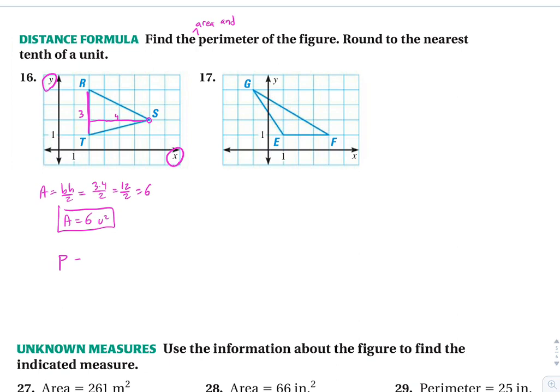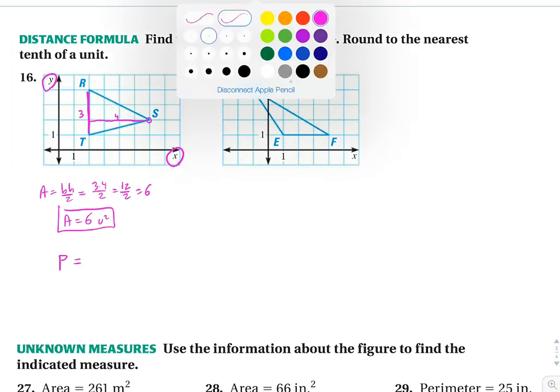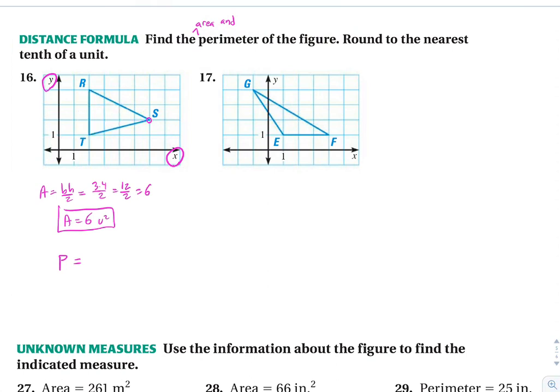And then to find the perimeter, I'm going to have to either use the distance formula, or I know that's really just the Pythagorean theorem. So instead, I'm going to use the Pythagorean theorem. So this is 2 and 4. And so using the Pythagorean theorem, I get 2 squared plus 4 squared is c squared. 4 plus 16, or 20. So this is the square root of 20.